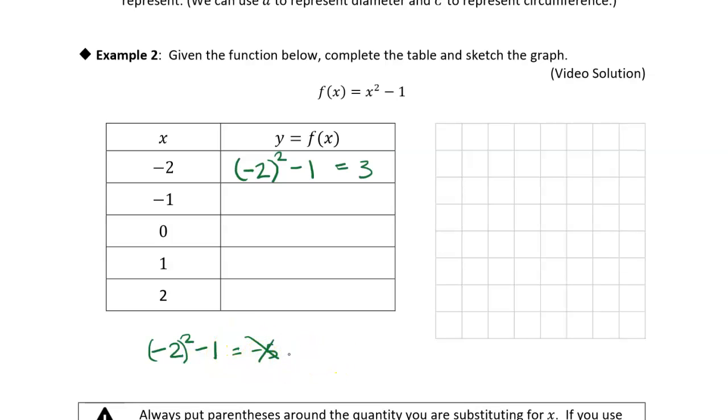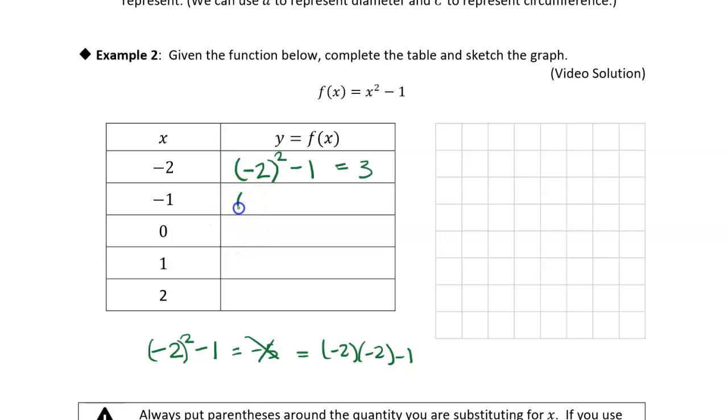So when you do that, if you square the whole value of x, minus 2 squared means minus 2 times minus 2, minus 1. And minus 2 times minus 2 is a positive 4, right? Negative times negative is positive, and then we subtract 1. Okay?